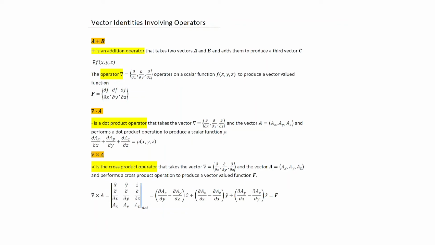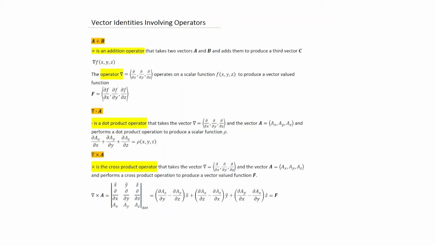Grad f(x,y,z): the operator grad is just ∂x, ∂y, ∂z, which operates on a scalar function f(x,y,z) to produce a vector valued function: ∂f/∂x, ∂f/∂y, ∂f/∂z. We now have two new types of operations on vectors, the divergence and the curl.